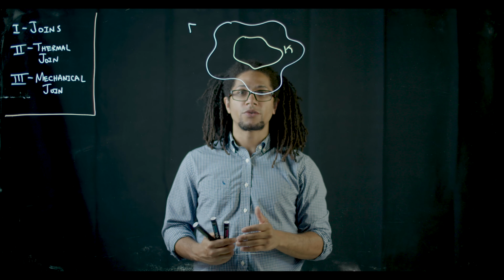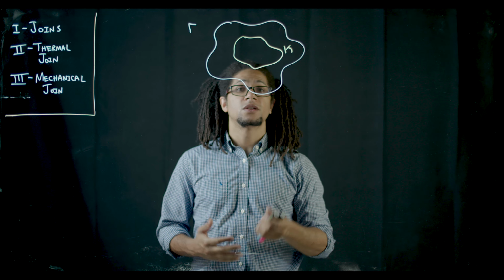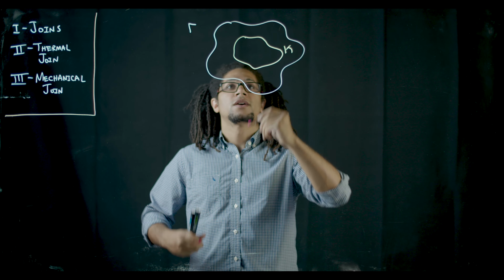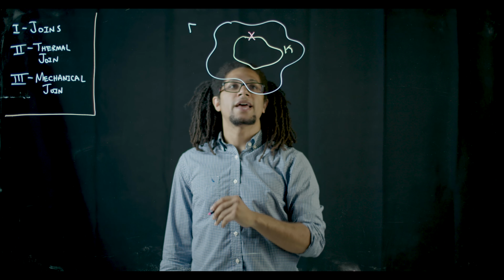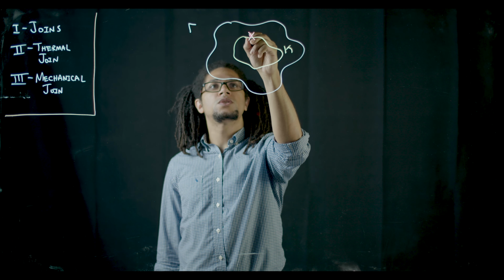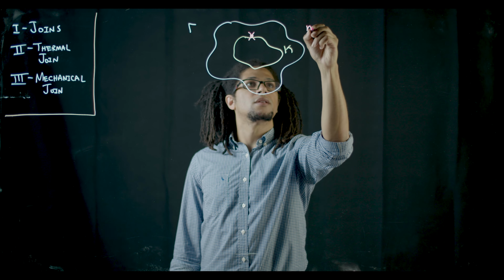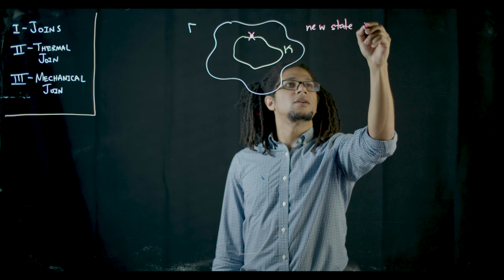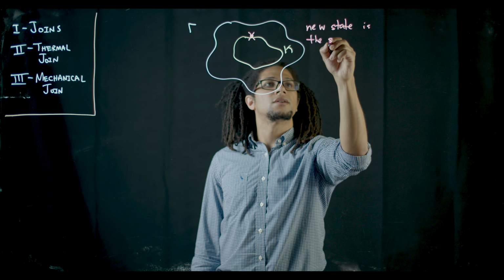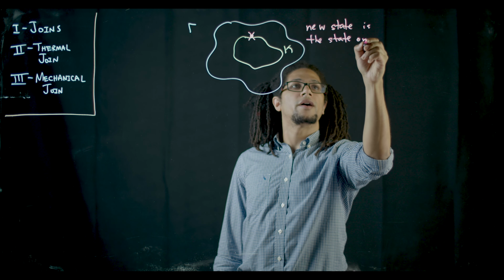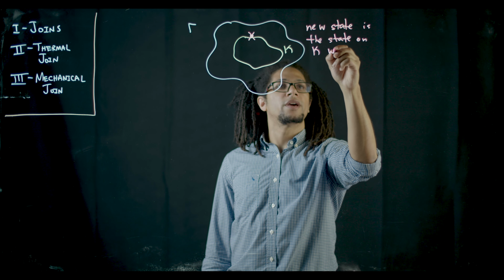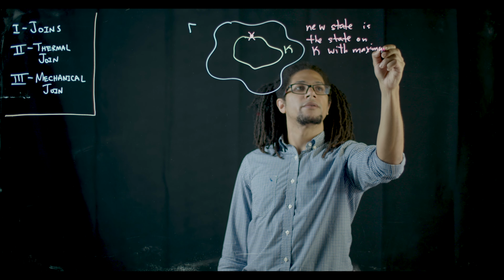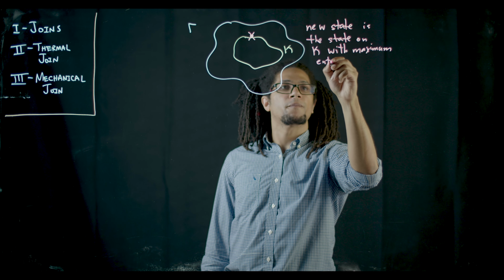Now, the result of a join operation that's specific to the subset kappa is that we end up in the state which maximizes the entropy on kappa. So this new state is the state on kappa with maximum entropy.